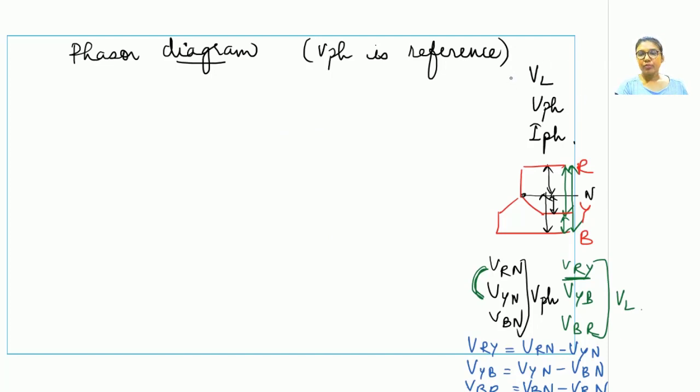So we had represented the VL and the V phase in our phasor representation of a star connection. What is new in this question is they are asking us to represent the I phase also, that is the phase current for a star connection as well. So let me start drawing. First the base. The reference will be taken as the phase voltages, which is VRN.